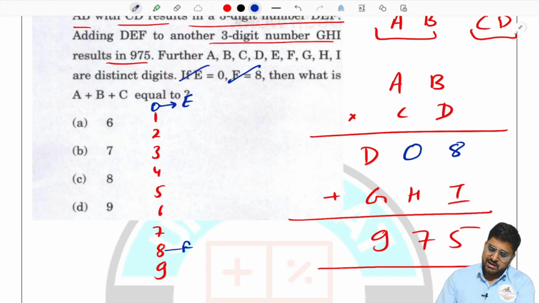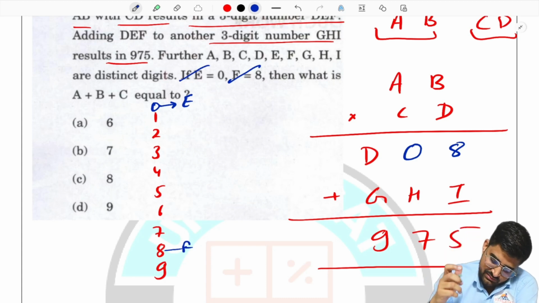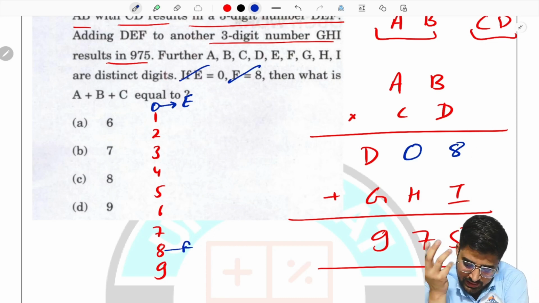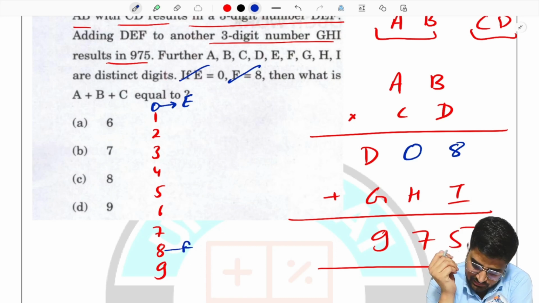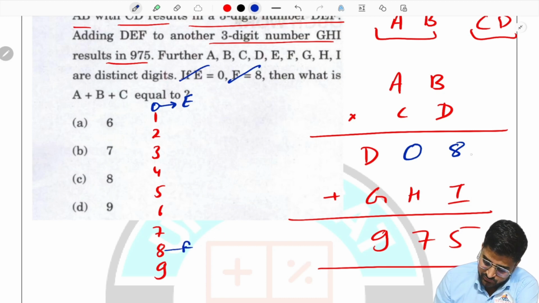So let's start the question. If we multiply B into D, the final output should end in 8. But it could be anything: 18, 28, 48, anything is possible. So let's drop the idea of multiplying. Let's shift to the addition.